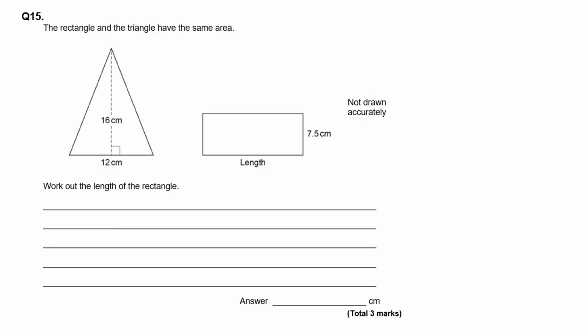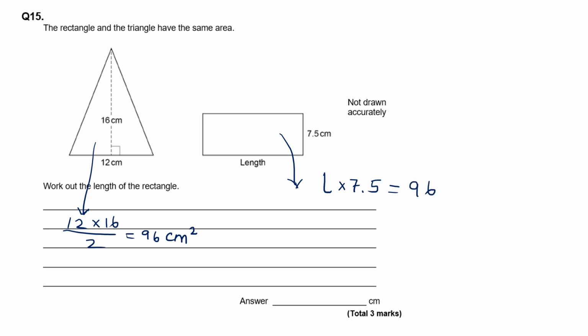Question 15, the rectangle and the triangle have the same area. Work out the length of the rectangle. So if I try to find out the area of this triangle, I will need to do base times height divided by 2. So that's going to be 12 times 16, and I need to half it. And that gives me 96 centimeters squared. So the area of this is length times 7.5. And this is the same as 96, is what the question is saying. They have the same area.